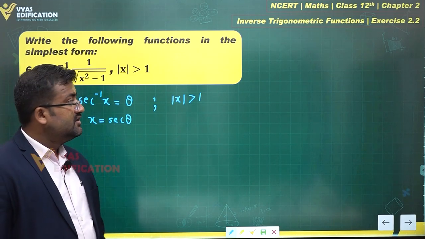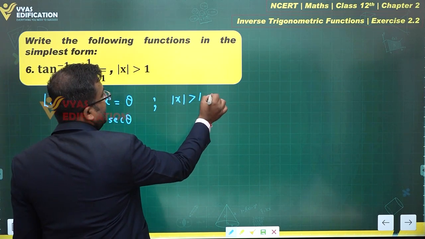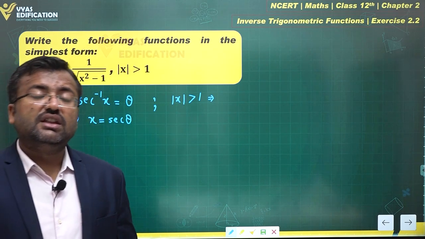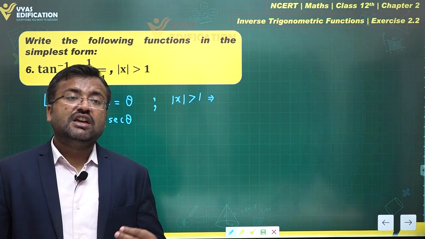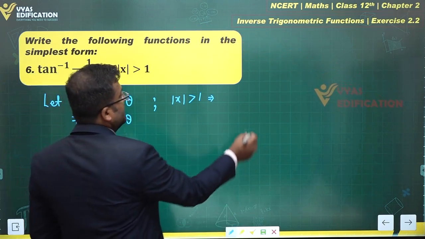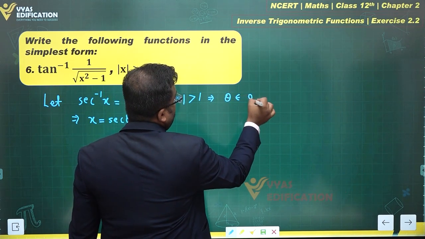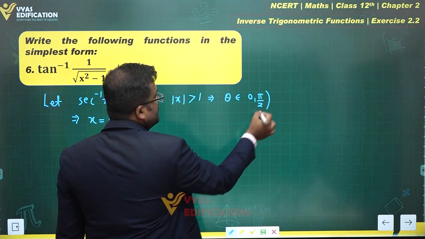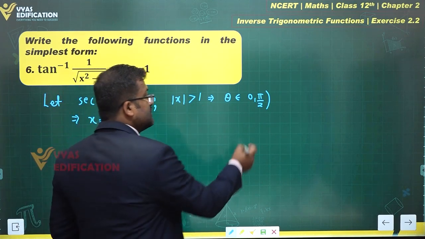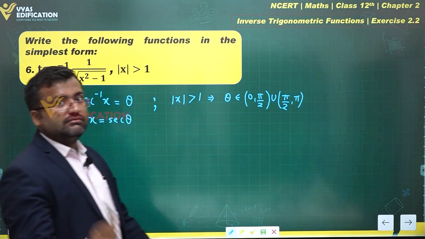So mod x greater than 1 would imply theta lies in which interval? This will imply x greater than 1 or x less than minus 1. The values of sec theta lie in the interval 0 comma pi by 2 union pi by 2 comma pi. So theta belongs to 0 comma pi by 2. Pi by 2 is open for sec theta, and moreover since it is greater than 1 and not equal to 1, 0 will also be open, union pi by 2 comma pi. This is the interval in which theta lies.